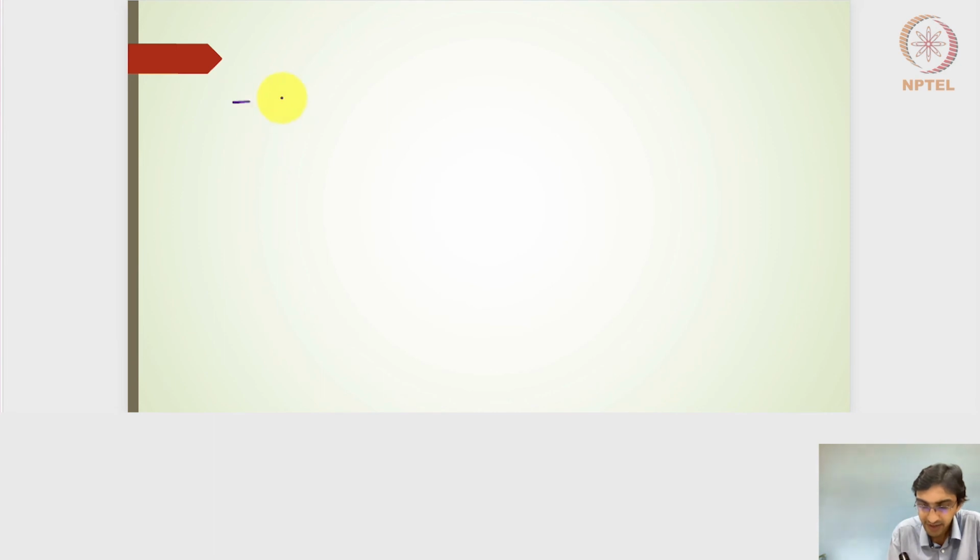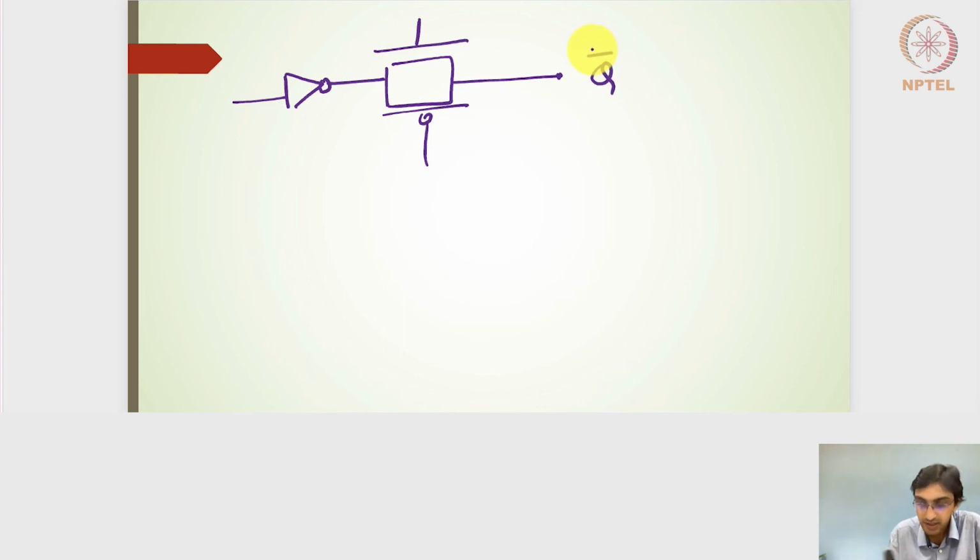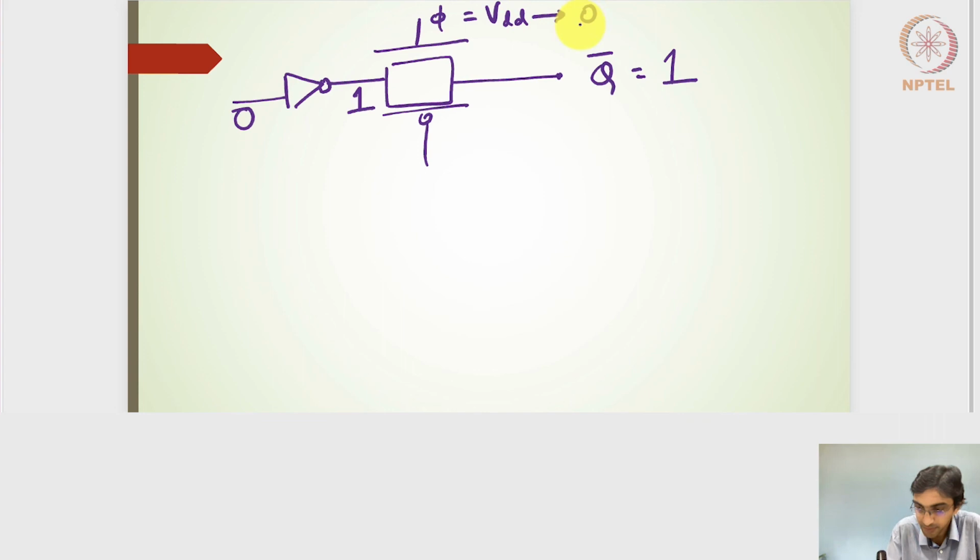Okay, so what we have is the inverter followed by the transmission gate, right? And then this is my output signal. Let's say that the output signal in the previous clock cycle has reached 1. So this has to be 1 and this has to be 0, right? In the previous clock cycle, this gate voltage was VDD or 1. And now it has gone to the opaque state of 0. And once it has reached the opaque state of 0, let's say that there is a change in the input from 0 to 1.